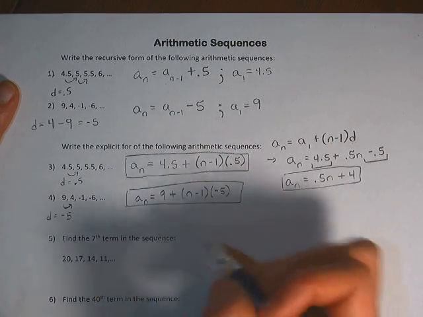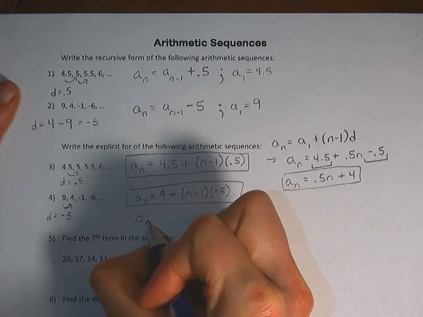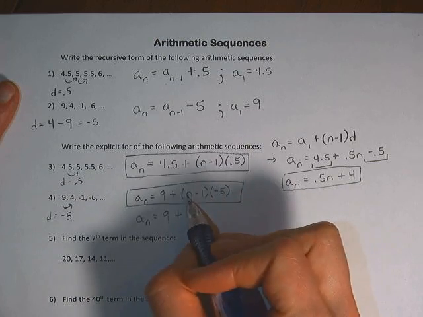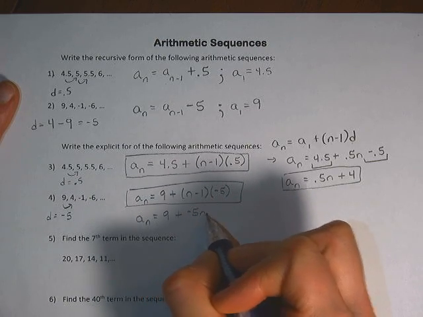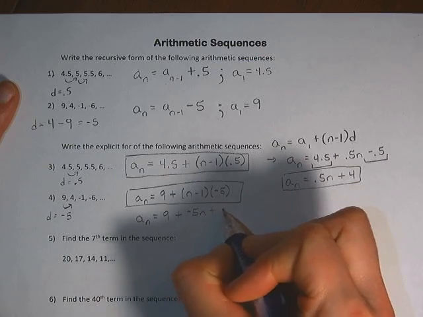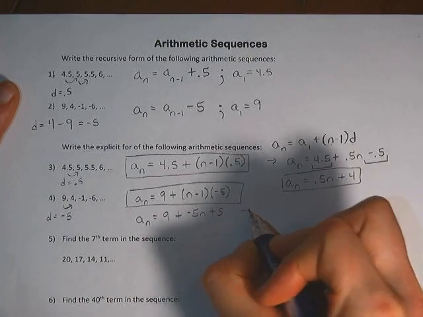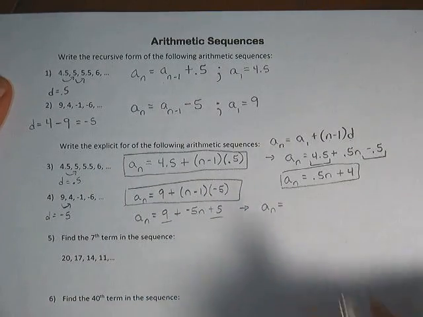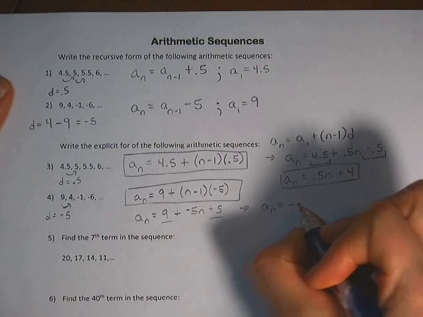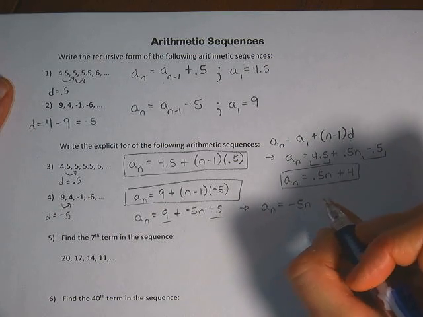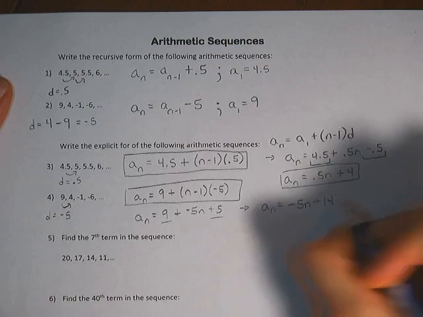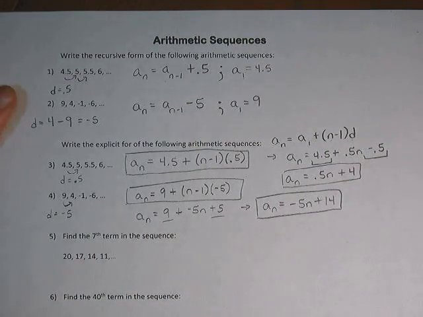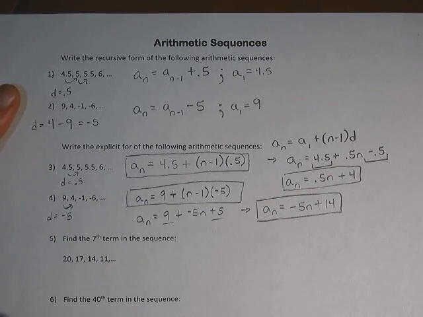Or if you distributed your -5, I'd have 9 plus the -5n, and then -5 times -1 would be +5. And then from there, combine my like terms, so combine the 9 and the 5. I'd have -5n, and then 9 plus 5 would be 14. Okay, so that's just practice writing the formulas.